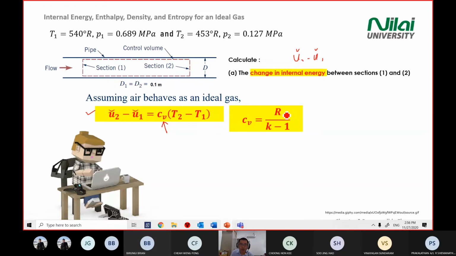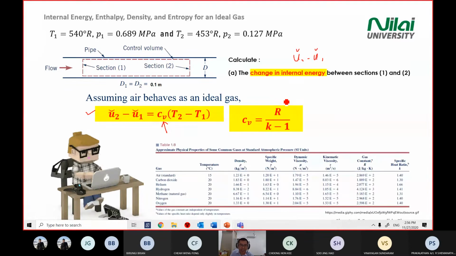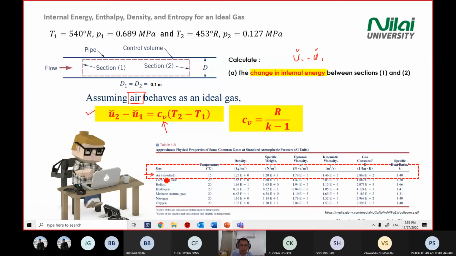Okay, then how do you find R and K? R and K you find in Table 1.8. This table is given to you in your handout or inside your exam paper. It can be found in question 1 of your handout. All these things are already given in a table, and we are looking for air, so you just extract the information from this row.